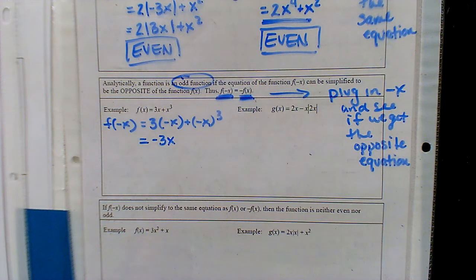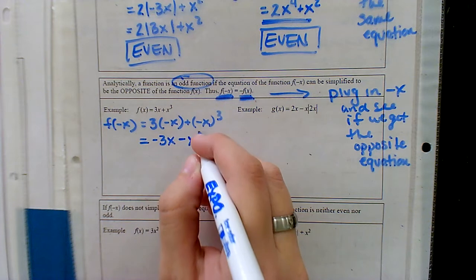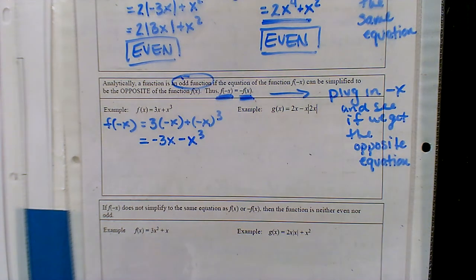What about negative x cubed? Negative x times negative x times negative x. Yeah, it's just going to be a negative x cubed. Negative times negative times negative is a negative. X times x times x is an x cubed.